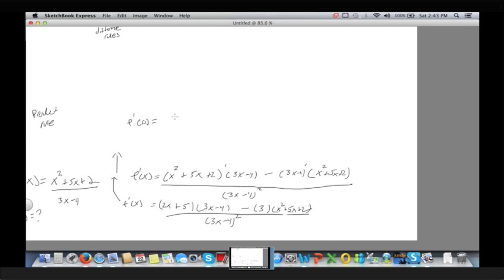Okay, so I'm going to rewrite this as 5 times -4, 3 times 0, 0, 2, over 16. Yeah, 16. Okay. -20 minus 6.